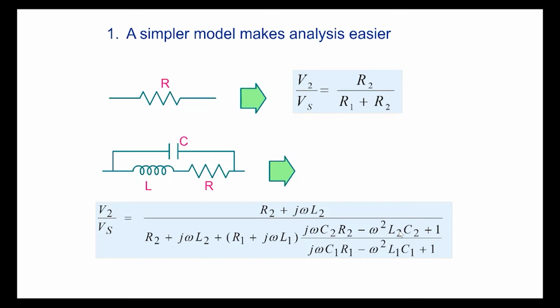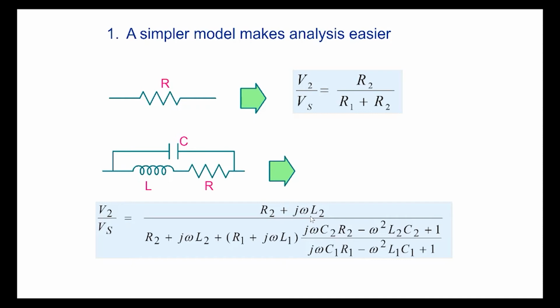If the purpose of your analysis is to understand what the circuit does, the use of a simpler model is telling me that my circuit is a voltage divider. While if I look at this particular one, I am not able to make out what the circuit is doing. Even the effect of R2 and R1 is all jumbled up and implicit in this equation. If somebody gives you V2 by Vs as this expression and doesn't tell you what the circuit is and asks you what the circuit is doing, it will be hard for you to figure it out.